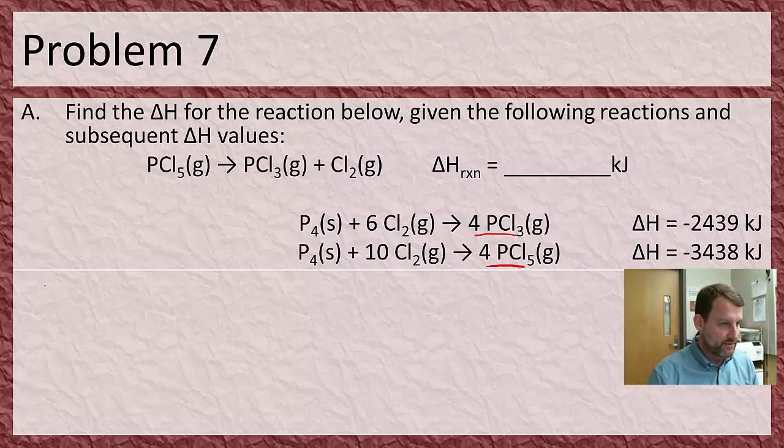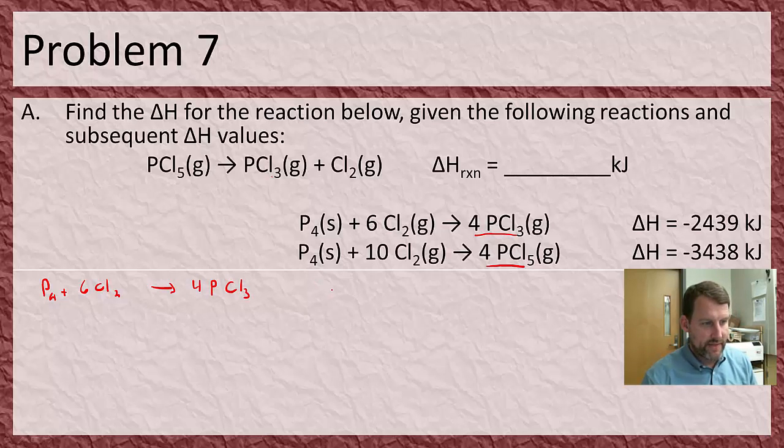So let's write this down. So we have P4 plus 6Cl2 gives 4 phosphorus trichlorides, and the delta H of that reaction, enthalpy of that reaction, is negative 2,439 kilojoules. Okay, so as written, that's how many kilojoules you get.